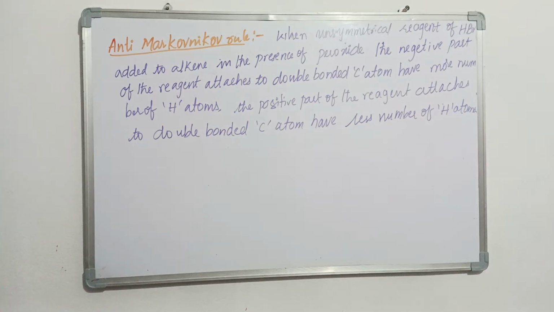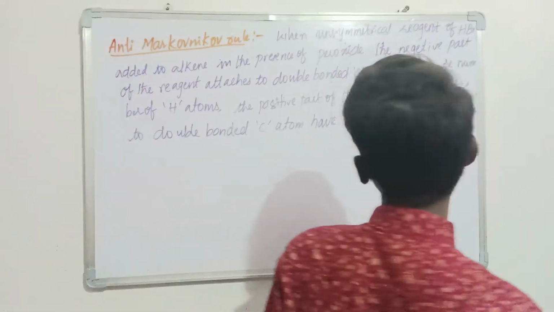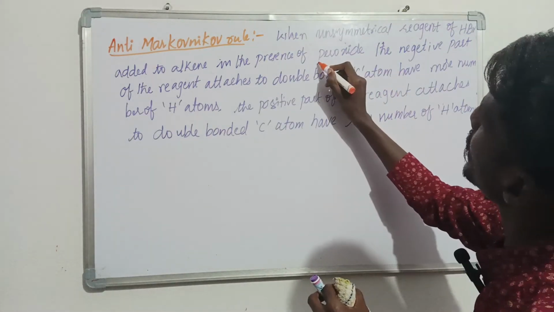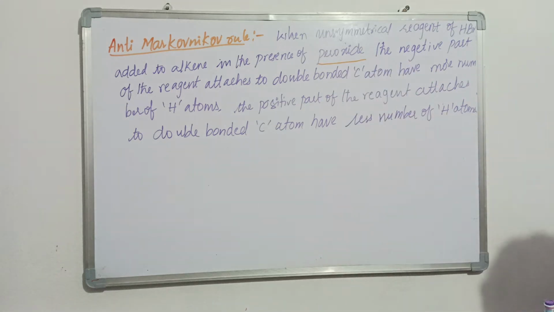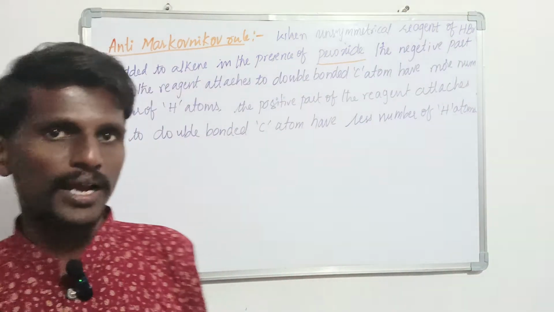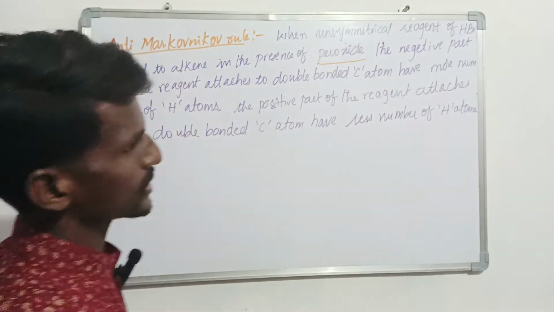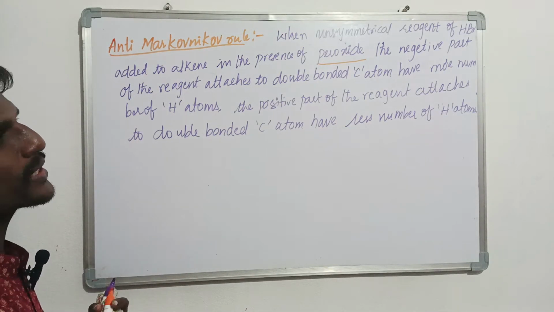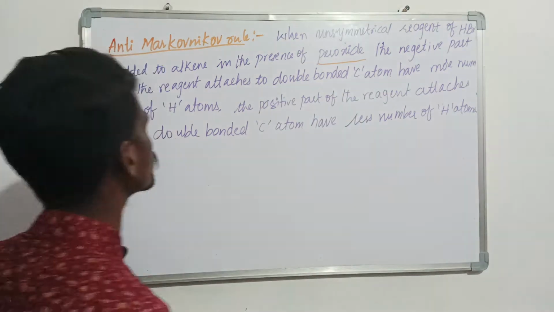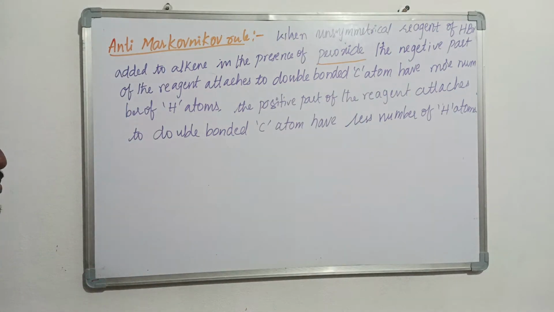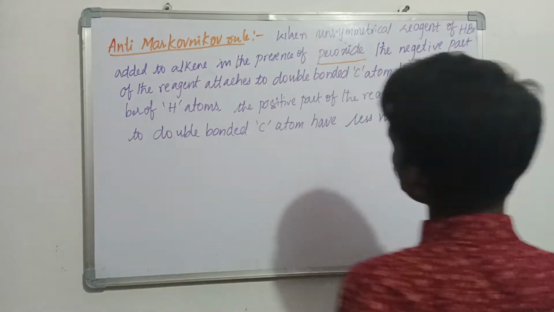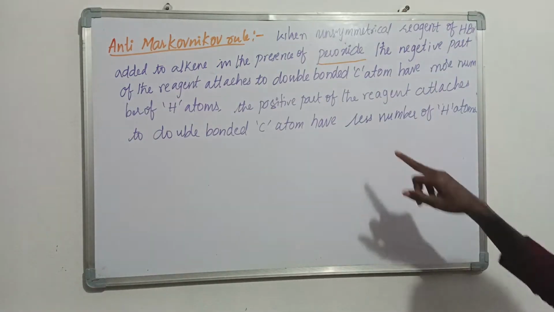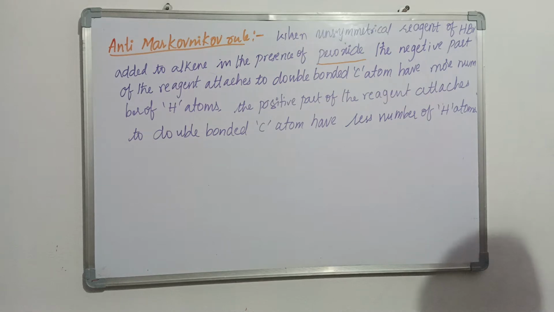anti-Markovnikov rule. So this same hydrogen bromide is added in the presence of peroxide. The peroxide may be benzoyl peroxide or hydrogen peroxide, but mostly benzoyl peroxide. The negative part of the reagent attaches to the double bonded carbon atom having more number of hydrogen atoms. The positive part of the reagent attaches to the double bonded carbon atom having less number of hydrogen atoms. It is opposite to Markovnikov rule.